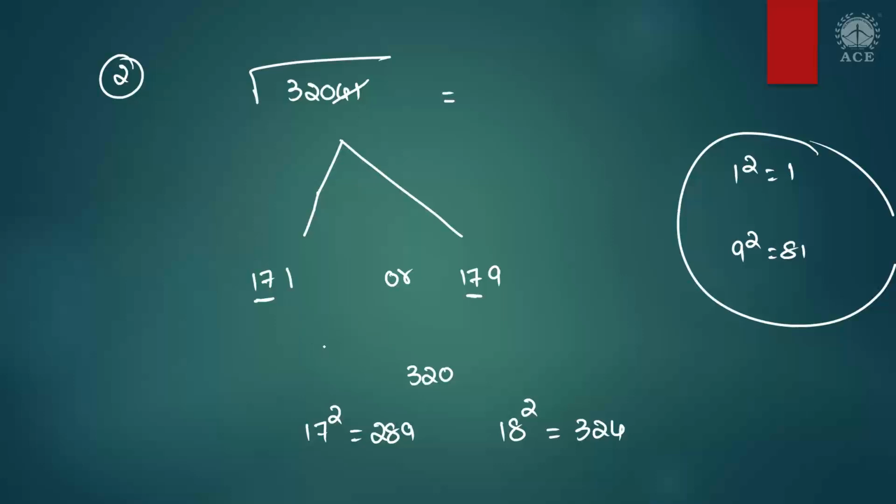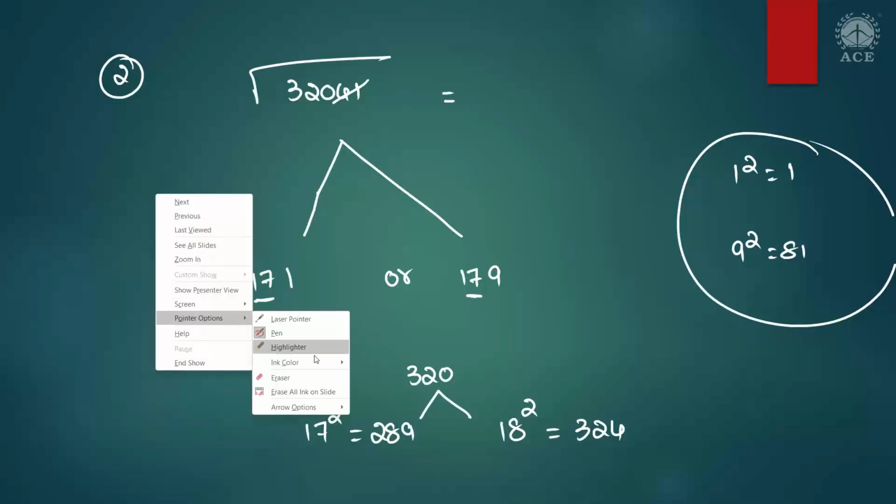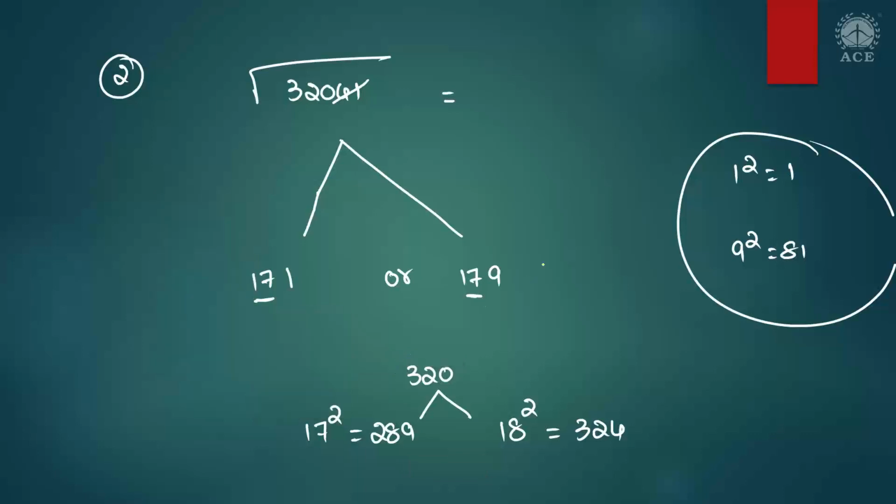Okay, 17 square is 289, 18 square is 324. So it may be 171 or it may be 179. How to decide, listen. This 320 is close to which one? Is it close to 289 or is it close to 324? 320 is close to 324, which means we should go with the higher one. The answer is 179. 320 is close to 324 compared to 289.